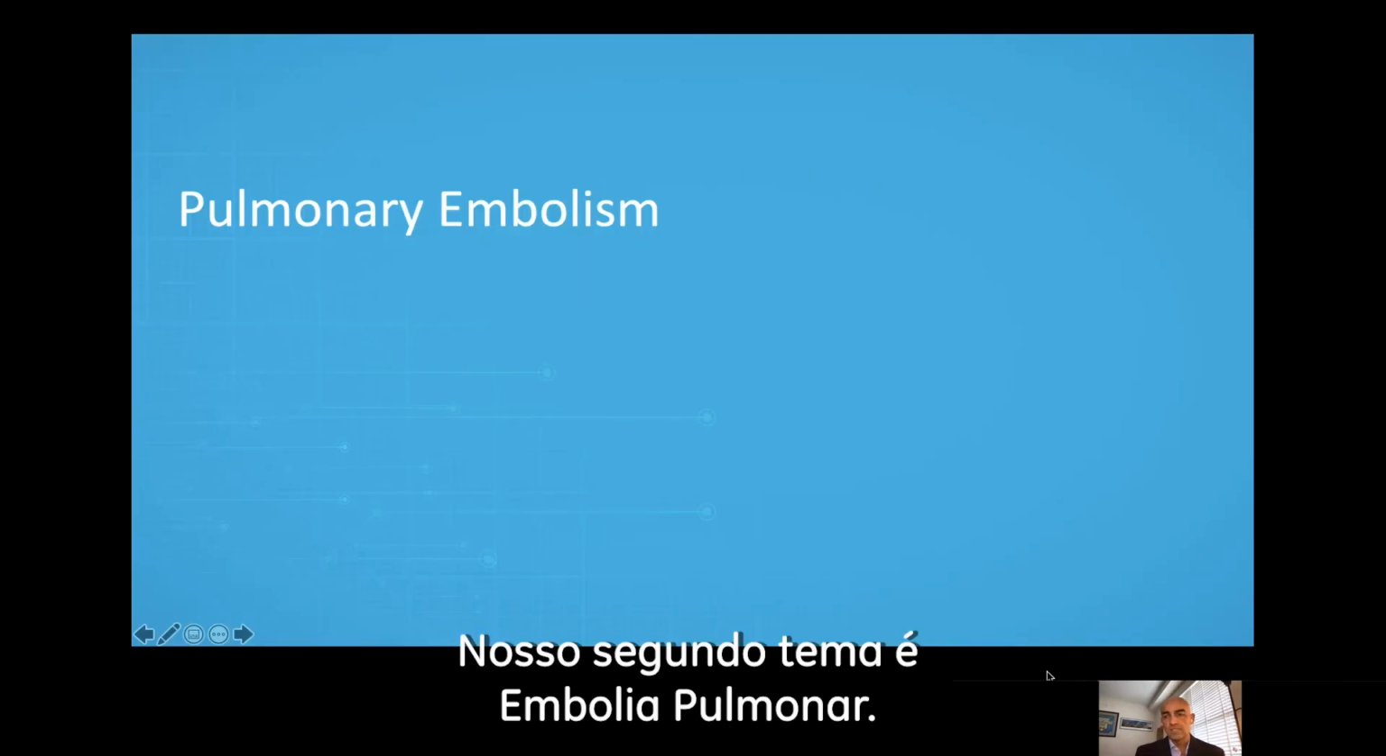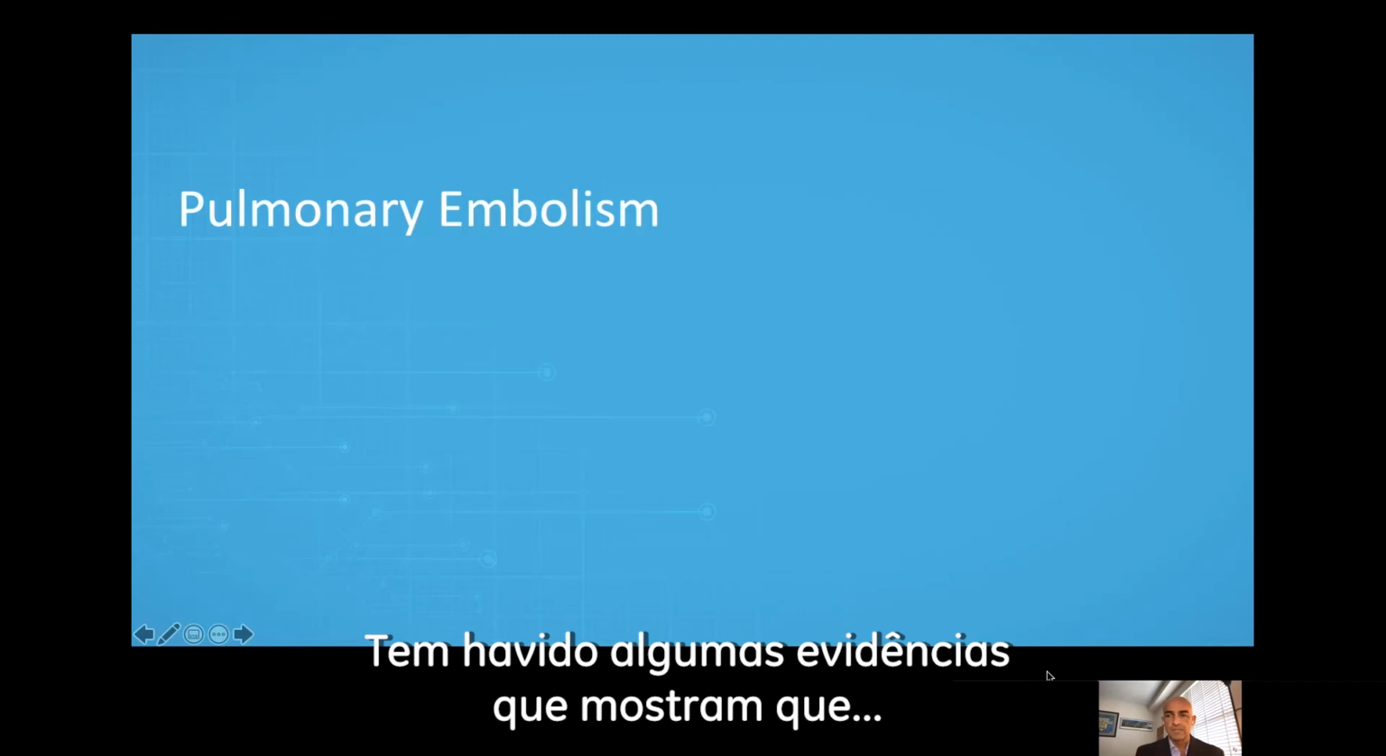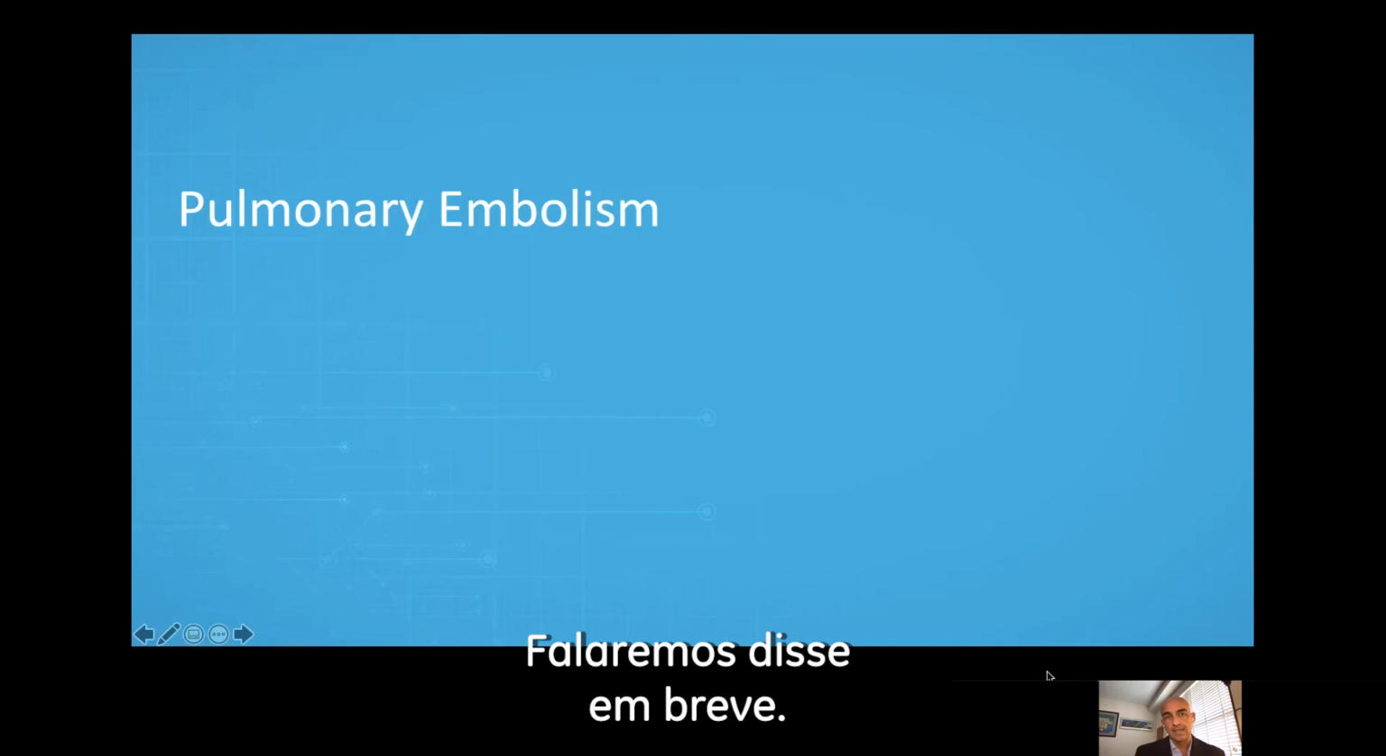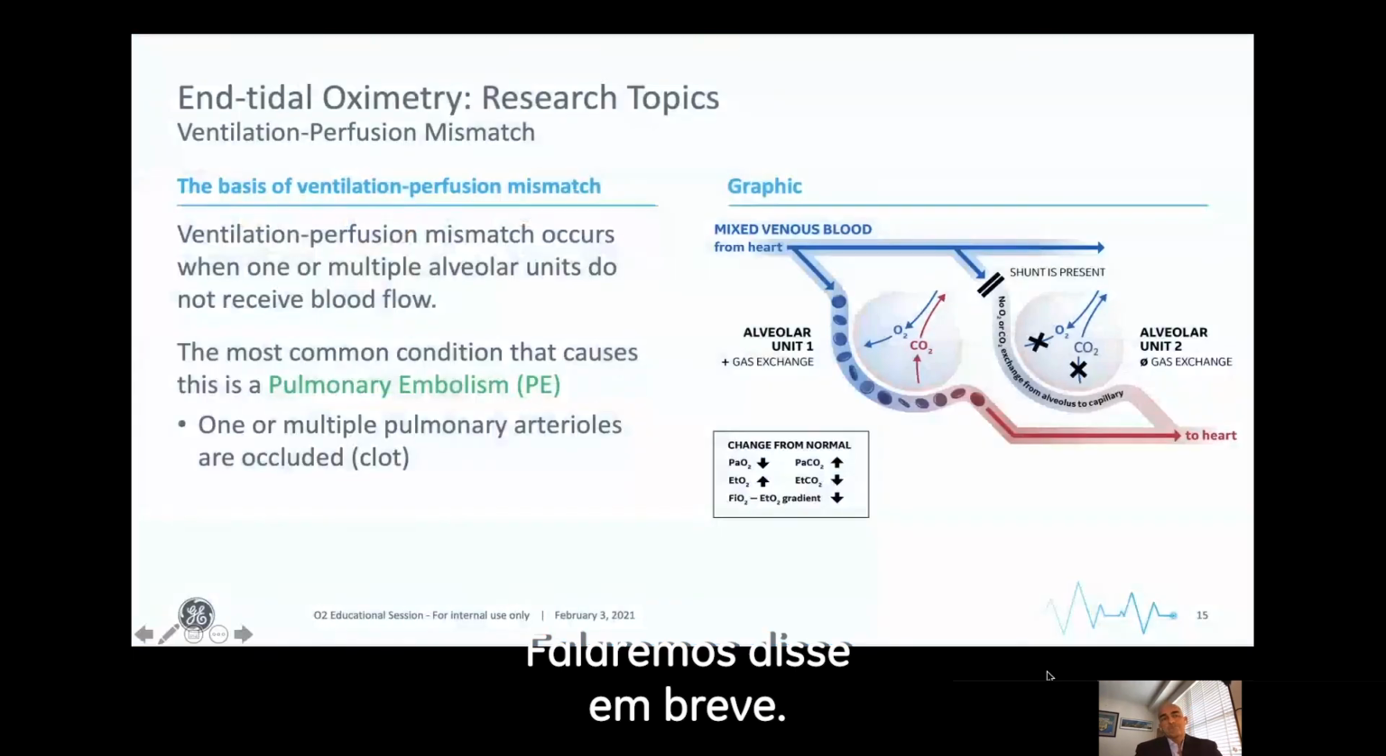The second topic is with regard to pulmonary embolism, and I think there's been a little bit more evidence in here showing that end tidal oxygen can be useful as a supportive diagnostic tool, and let's get into that in a few minutes.